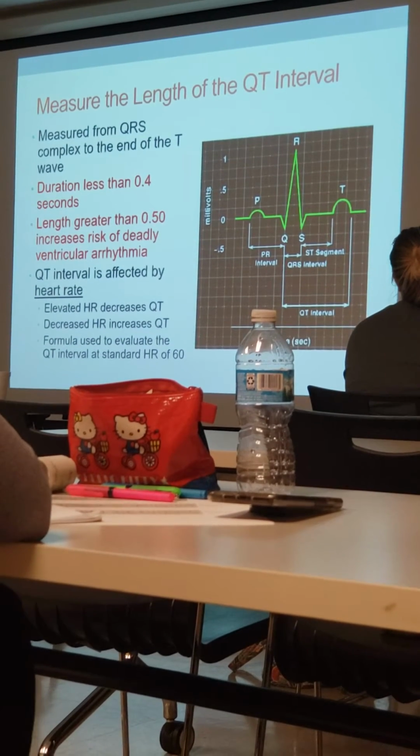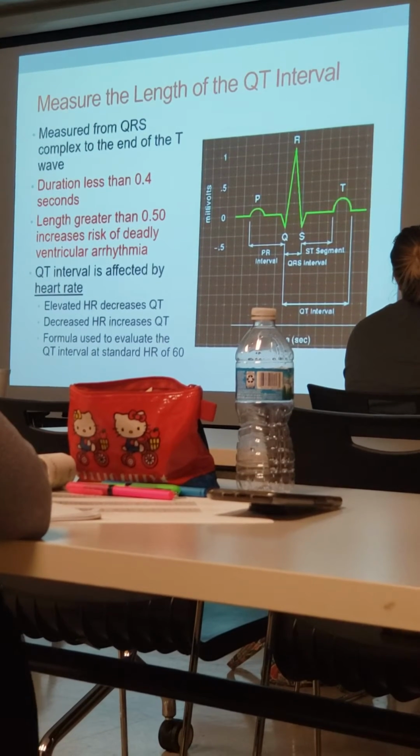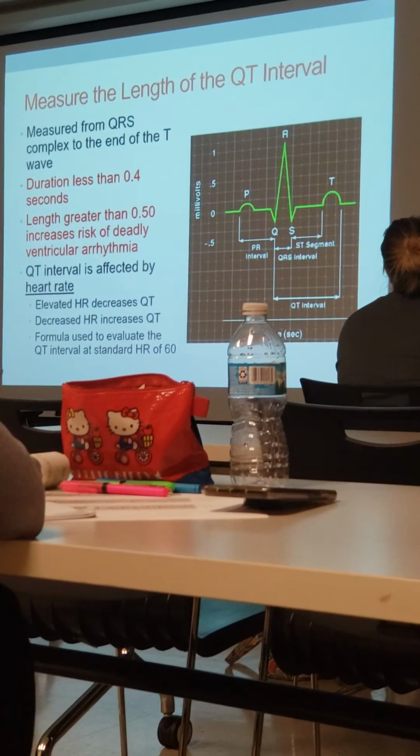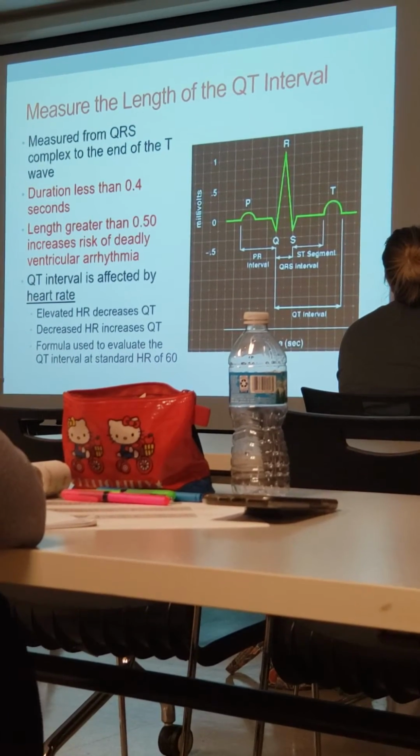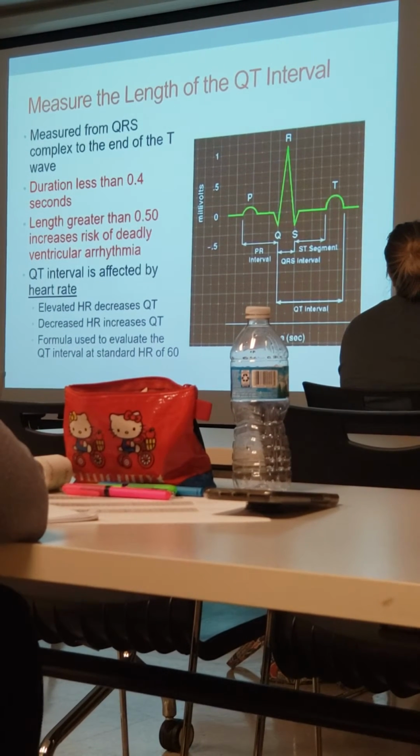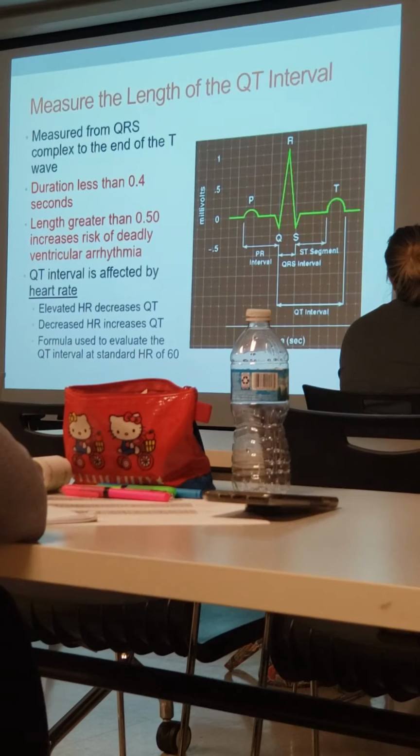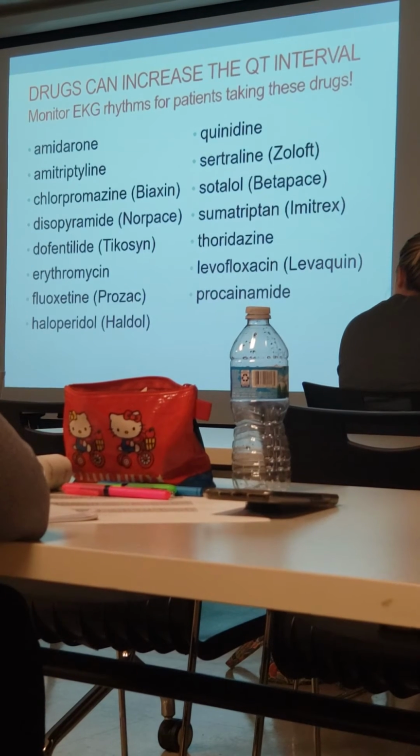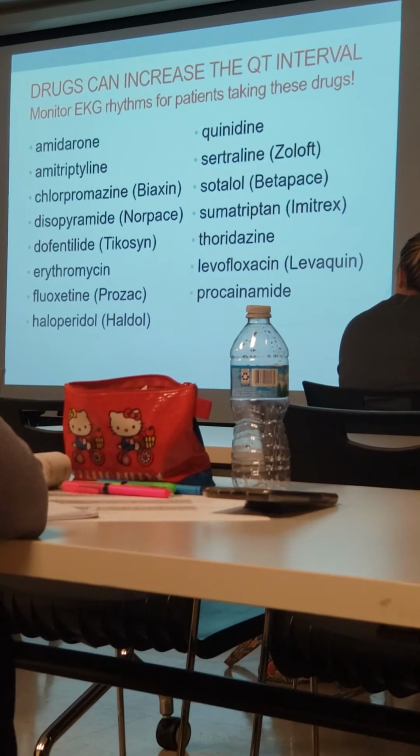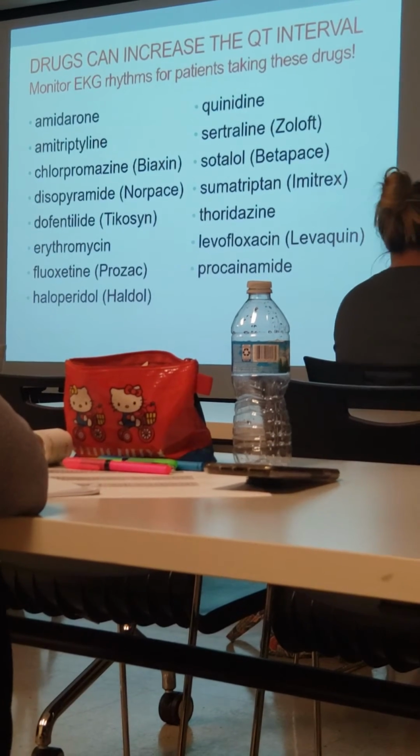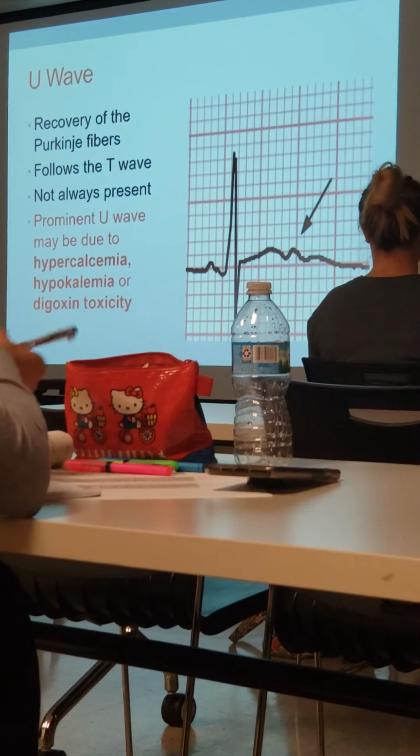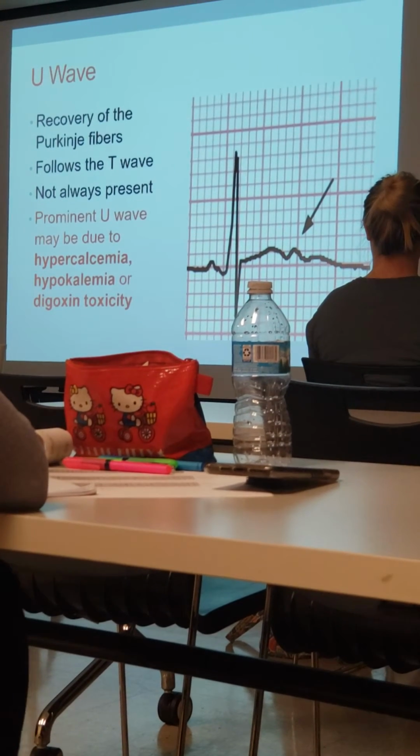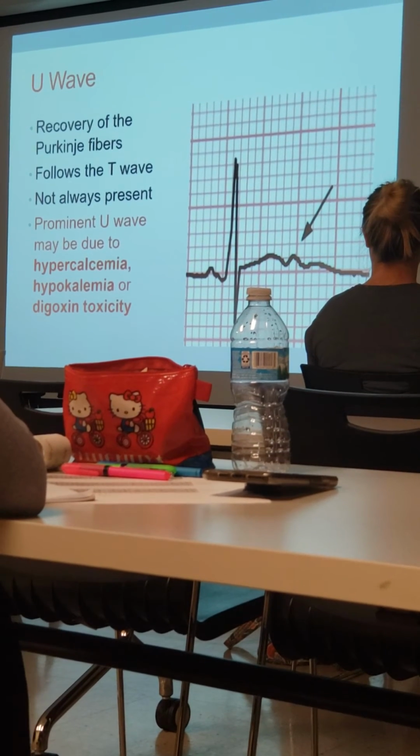Now, other things that change the QT interval: if my heart rate is decreased, it is going to increase the QT interval time. So an elevation in heart rate can decrease the QT, and a decrease in heart rate can increase the QT, making it longer, prolonging it. And that's just showing you a long QT. This is a whole list of drugs that can potentially cause that lengthening of the QT interval. And that U wave that could potentially follow at the end could be prominent, most likely during hypokalemia, also hypercalcemia or digitalis toxicity can show a U wave.